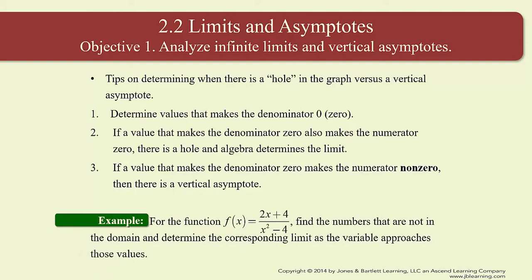For the function 2x plus 4 over x squared minus 4, let's find the numbers that are not in the domain, and then determine the corresponding limit as the variable approaches those values. So you know the drill. Write this down in your notes because I'm going to head off to the chalkboard to work through this example.